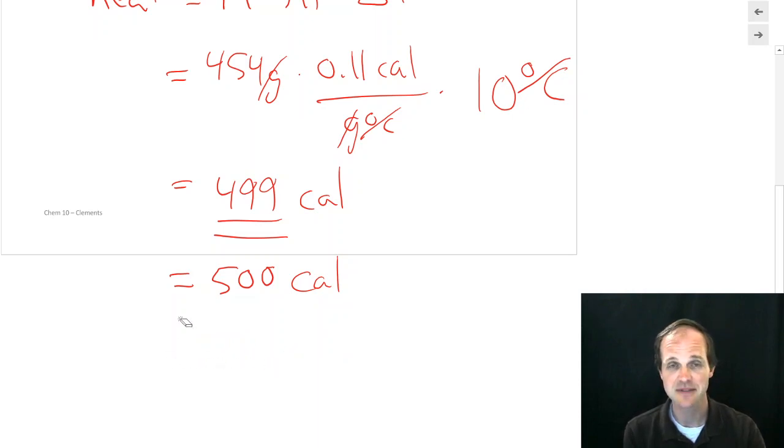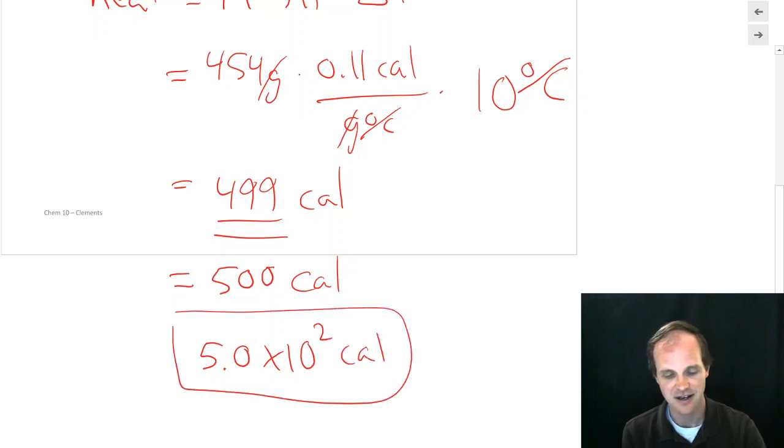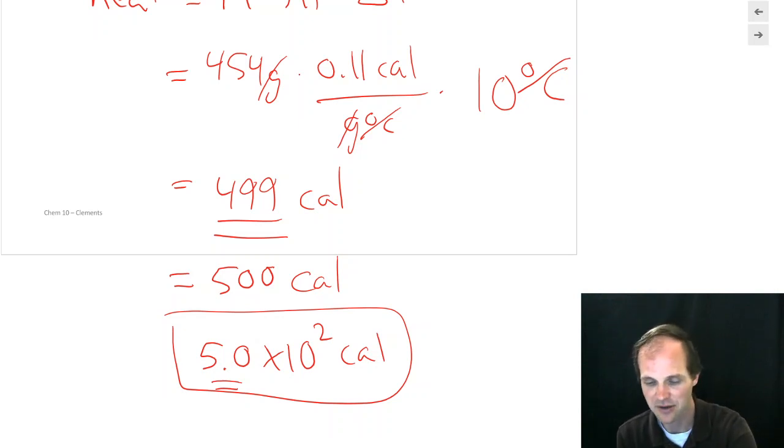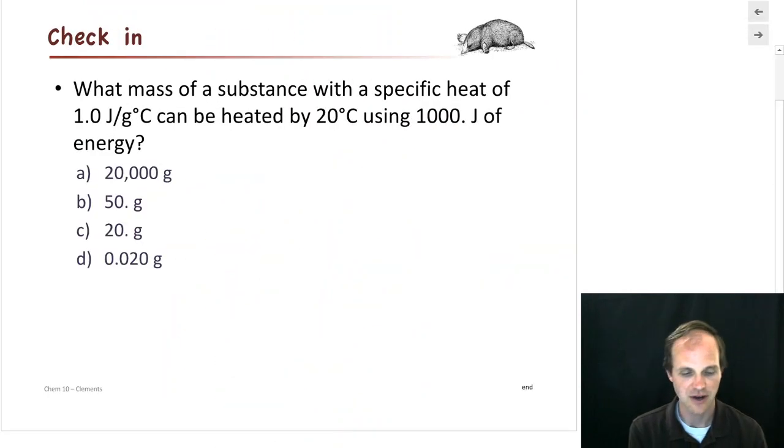Turns out there's some times in life where you have to write things in scientific notation. If I write 5.0 times 10 to the 2 calories, I've got 2 significant figures, because significant figures in scientific notation comes from the coefficient there, and I've got the right number. So 5.0 times 10 to the 2nd calories, or 500 calories to heat up 454 grams of dry bone.